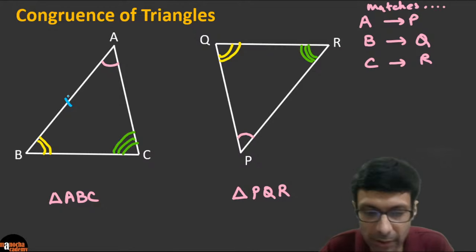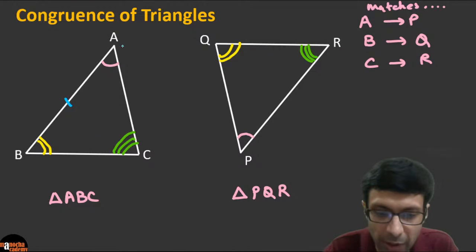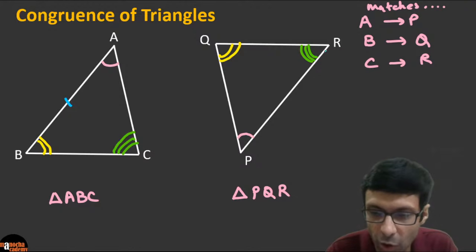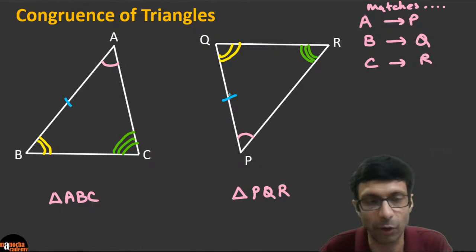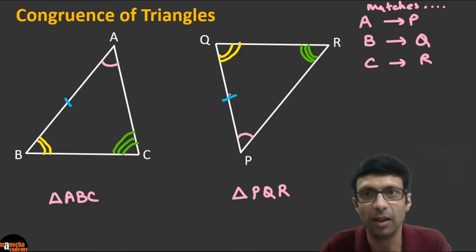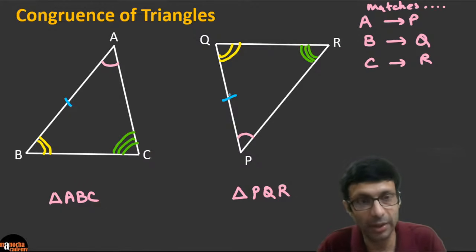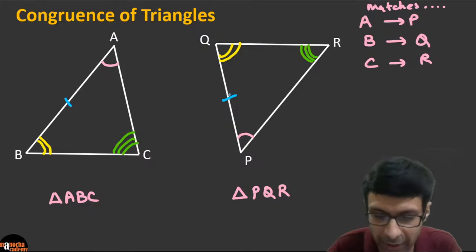So what is a simple trick? You can take a look here. If you're looking at AB, it is opposite that green angle, the angle C. So here it should be opposite to the green angle R. So I think it's going to be PQ. So these two are equal, and can you say that those sides have the pink and the yellow angle? Can you see that? So these sides will overlap. They are the corresponding sides.